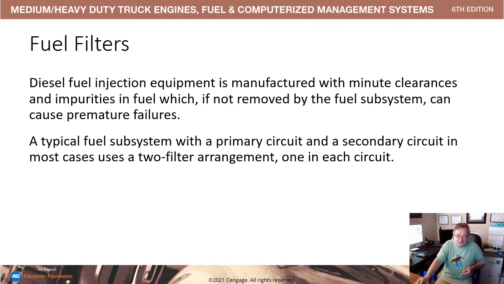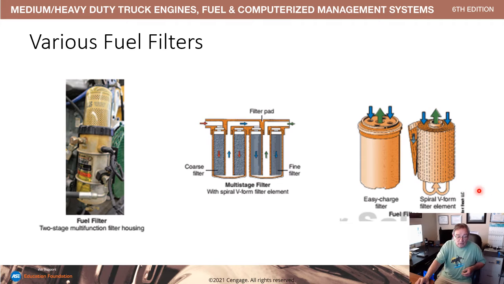A typical fuel subsystem with a primary circuit and a secondary circuit in most cases uses a two-filter arrangement, one in each circuit. Here we have a typical water separating fuel filter that has the WIF sensor in the bottom. That's going to be on the suction side, and they have a variety of filtering capacities, but they're typically going to be in the neighborhood of 30 microns of filtration.